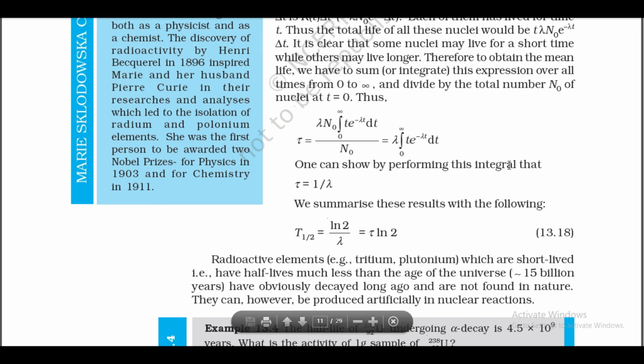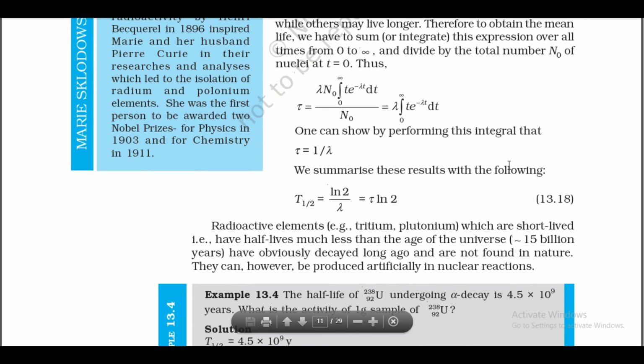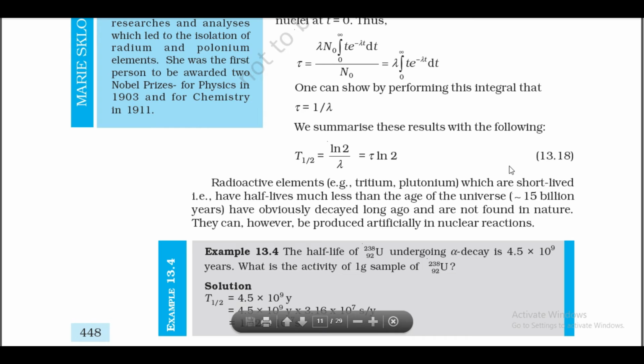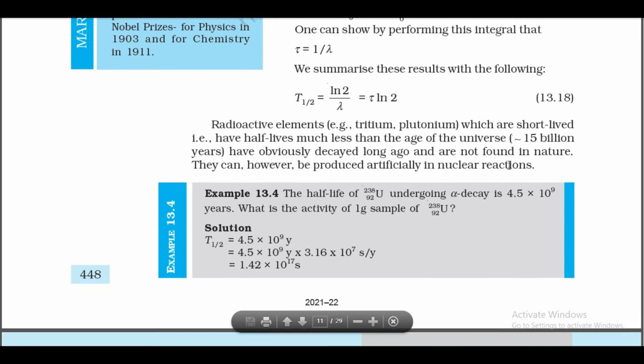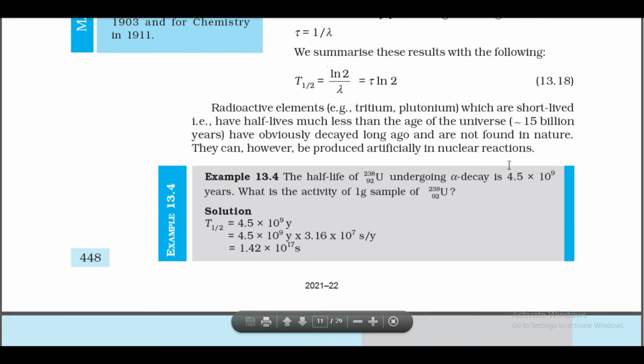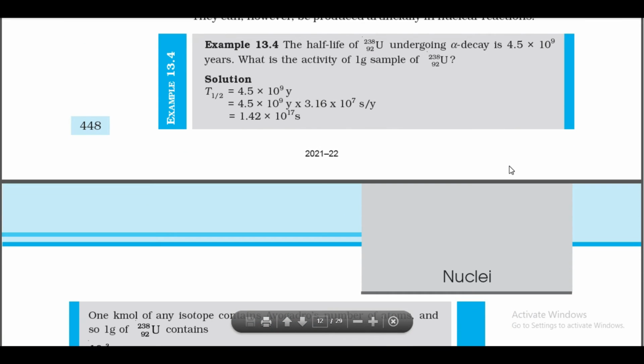Thus, tau = lambda N0 integral from 0 to infinity of t e^(-lambda t) dt / N0 = lambda integral from 0 to infinity of t e^(-lambda t) dt. One can show by performing this integral that tau = 1/lambda. We summarize these results with the following: T_1/2 = ln 2 / lambda = tau ln 2. Radioactive elements, for example plutonium, which are short-lived, that is, have half-lives much less than the age of the universe, that is 15 billion years, have obviously decayed long ago and are not found in nature. They can, however, be produced artificially in nuclear reactions.